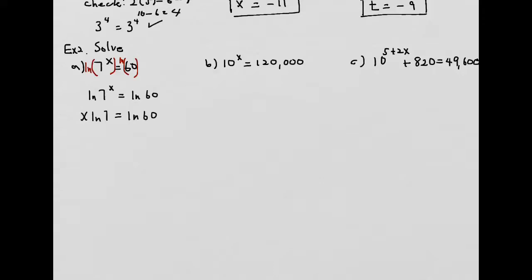So once you bring your variable down from the exponent, now you just need to isolate it. You isolate x by dividing both sides by natural logarithm of 7. Then your x is equal to ln 60 over ln 7. And when you put that into a calculator, you will get somewhere close to 2.1.